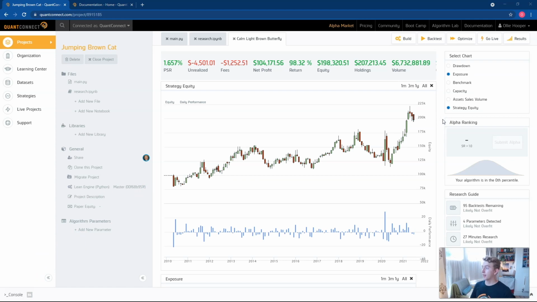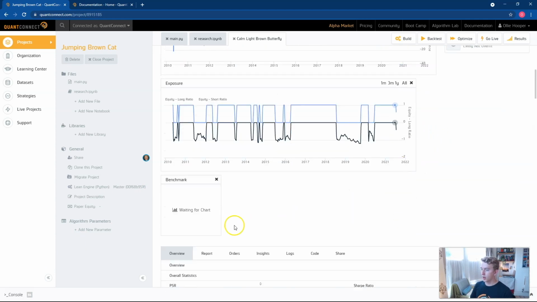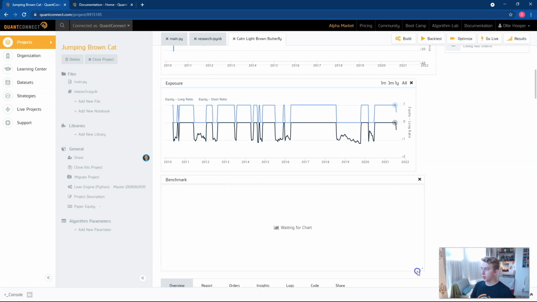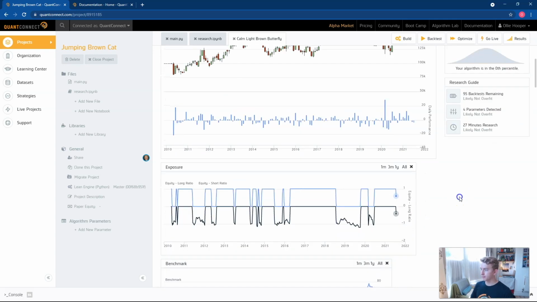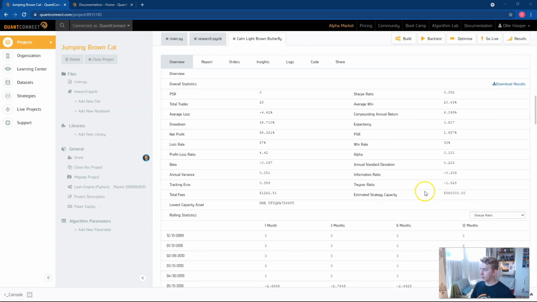Okay, now that that backtest has finished, we can get some extra information here. So we've got a benchmark chart, which will show us what would have happened if we just held XHB, which we can see here. And we can also have a look at the information ratio, which is our active return over our active risk. And we can see that it's negative here, which means that we didn't perform as well as if we had just held XHB.